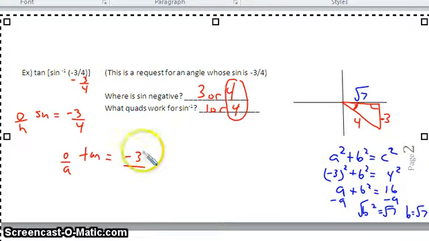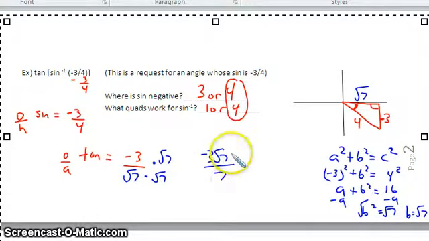So ours was positive, so we'll leave it as the square root of 7, but I don't want to leave my answer like that. I want to rationalize. So I'll get rid of the square root of 7 in the denominator, and I'll end up with negative 3 square root of 7 over 7 as my answer.